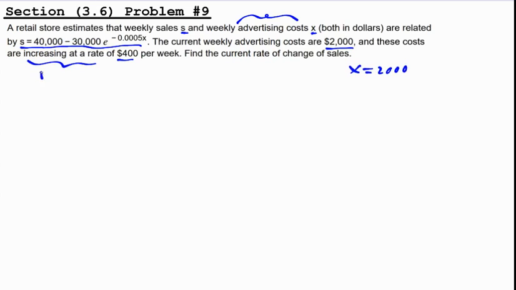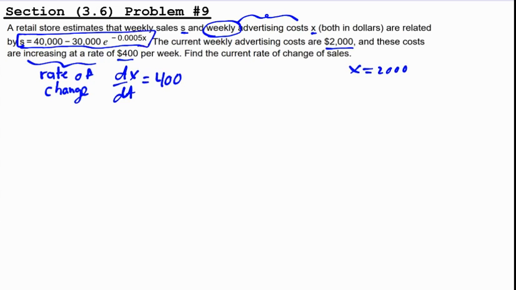And we see that this part of the statement is describing a rate of change. So that is the change in advertising dollars, so that would be dx dt is equal to 400. So we see that we're dealing with an independent variable of time because everything is being described as weekly sales and weekly advertising costs. So we're going to take the derivative of this function with respect to t.